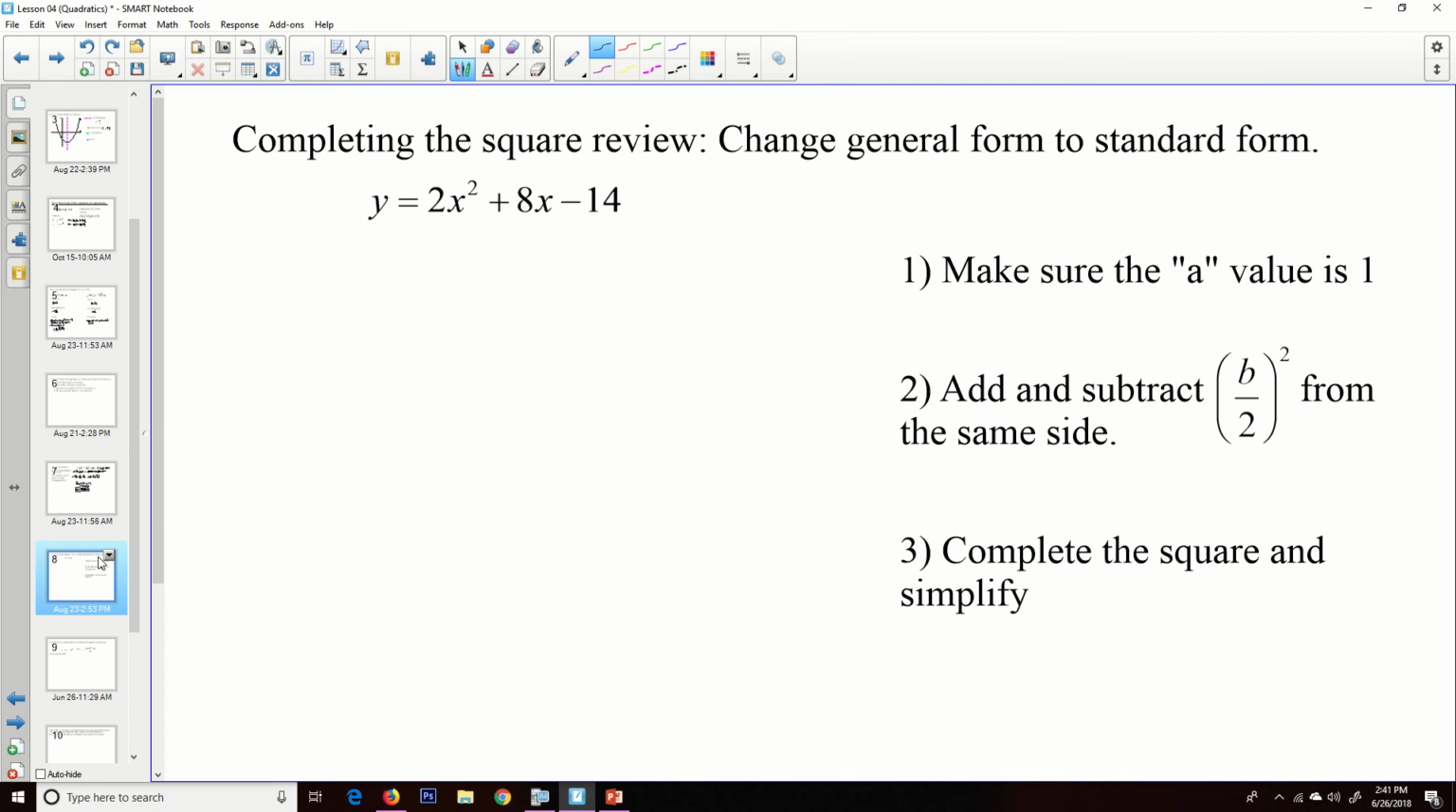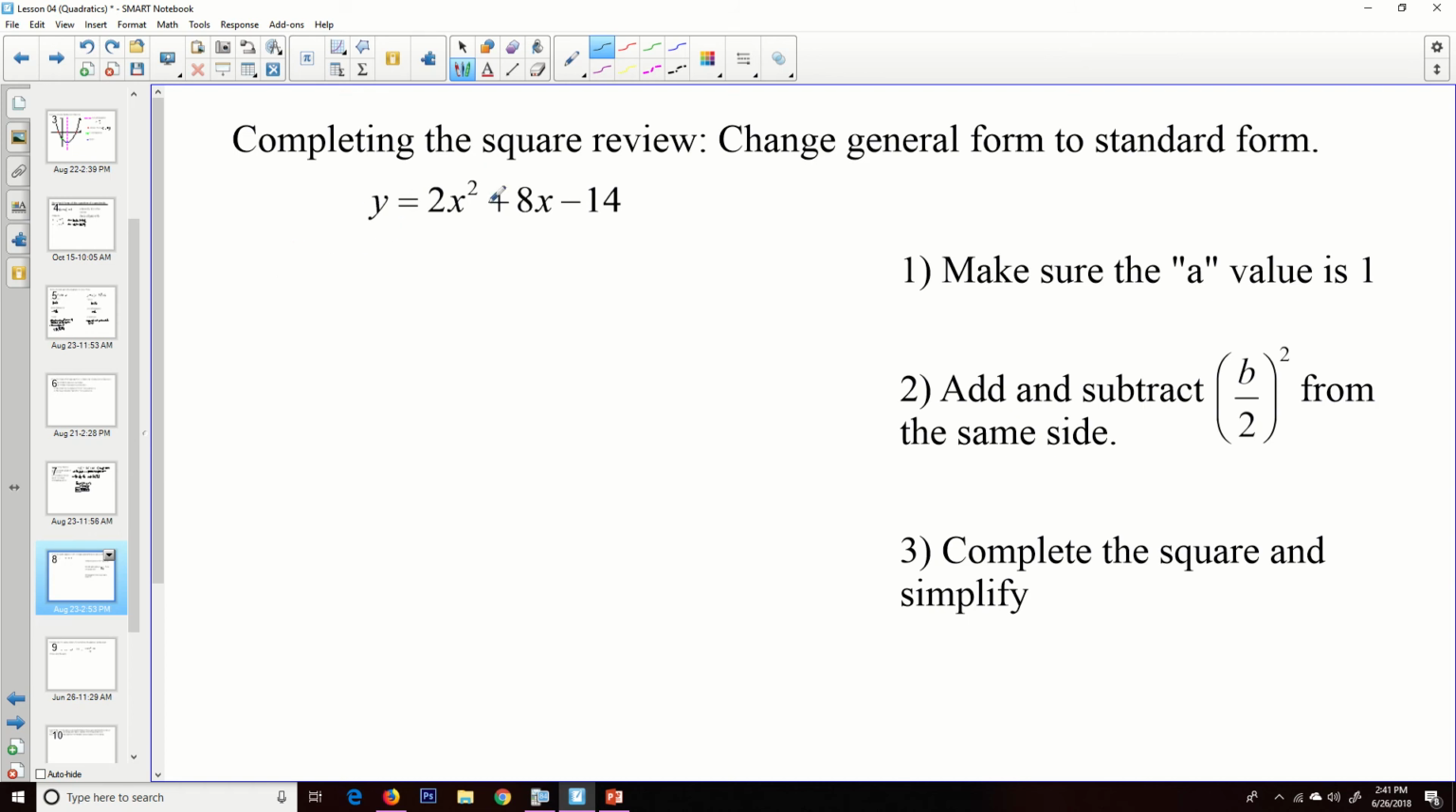All right, the next thing, completing the square review. They are going to ask you a couple of times to change the general form of a quadratic into standard form or vertex form. And so I like to review completing the square. And again, we did this in Algebra 2 last year.